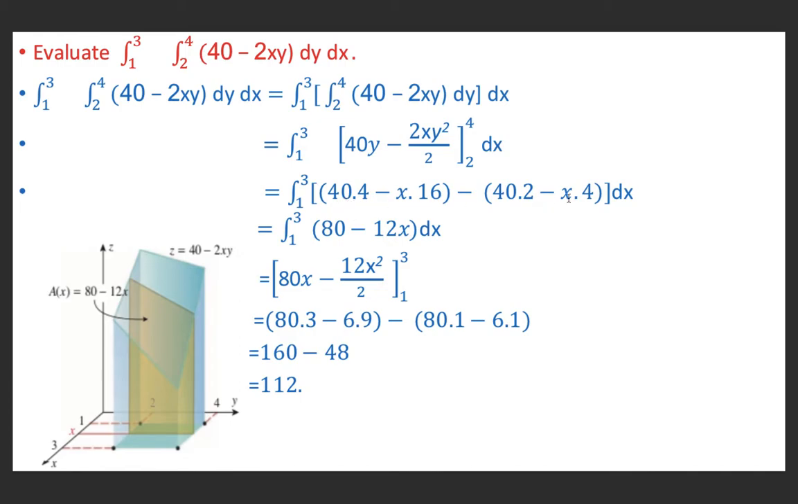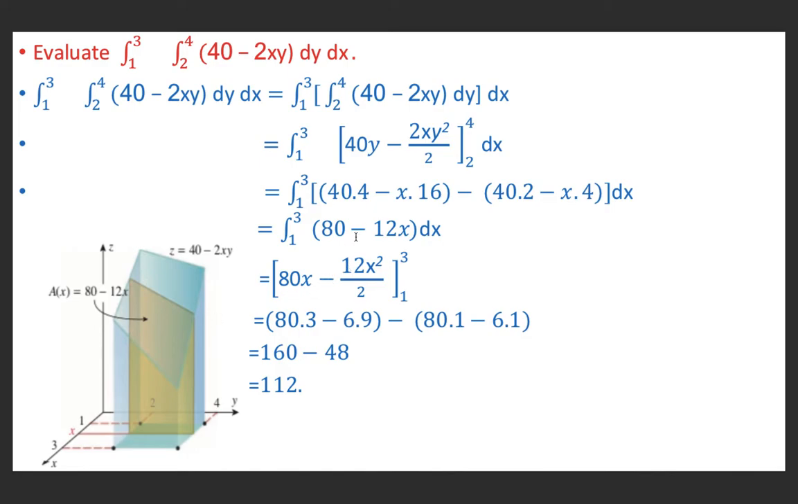So if you simplify this, 40 4s are 160, 40 2s are 80, so 160 minus 80 is 80. This is minus 16x, and this is minus and minus plus 4x, so it is minus 12x. So now we are left with the function 80 minus 12x. This is the region shown in the figure, 80 minus 12x.